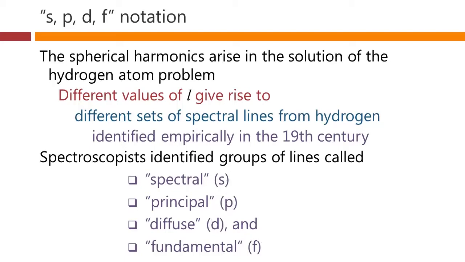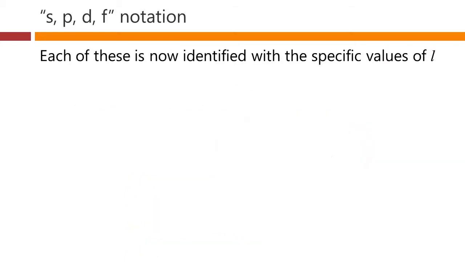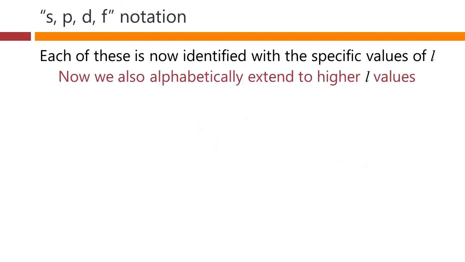Now, it turns out these terms here have essentially no meaning other than to give us these letters here. They don't have any physical meaning in and of themselves, but they do in fact correspond to the different values of L. So each of these is now identified, as I said, with specific values of L, and we can also alphabetically extend this series to higher L values.